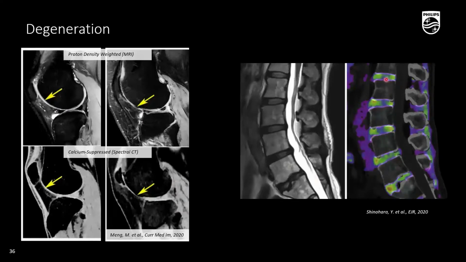Also back to the discs, where we know with degeneration there is loss, for example, of water in the center of the disc. And in this case, you also see the change in the MRI signal. And here in the center, with the calcium suppression, a lower signal is water, whereas the surrounding is the collagenous tissue. And in this disc where we see a higher signal here, this is indicative of a case where the water has then left the center of the disc.